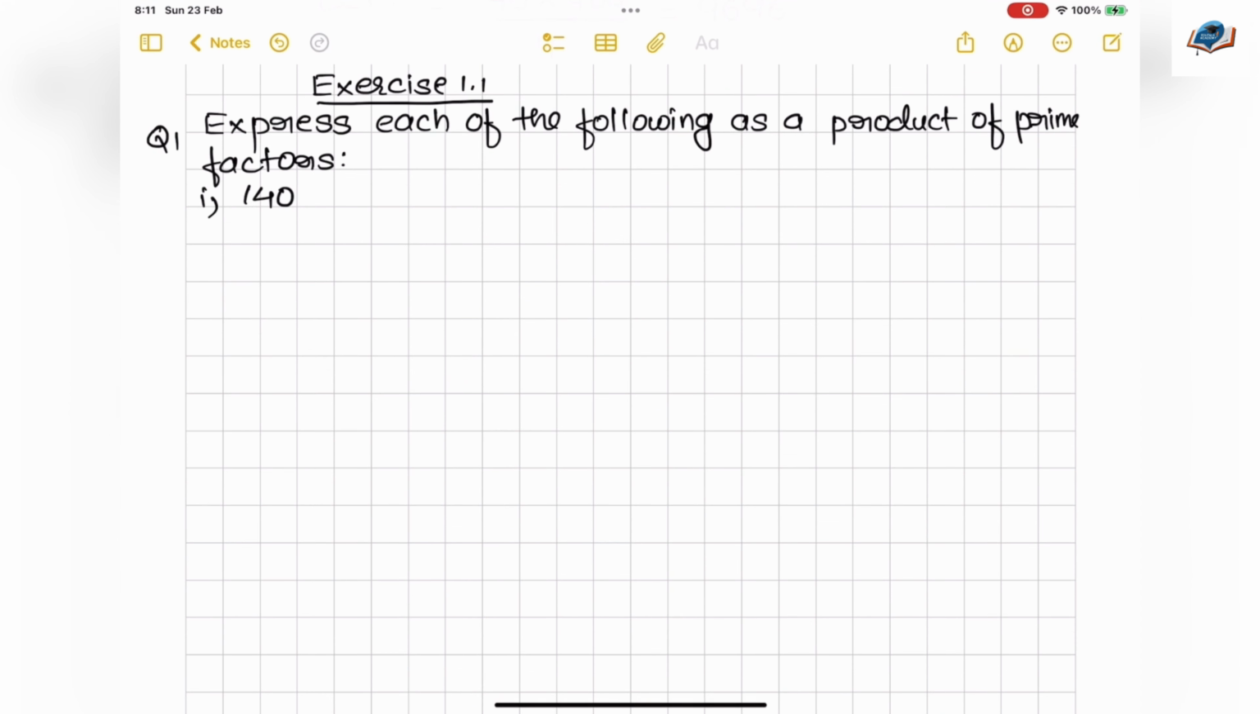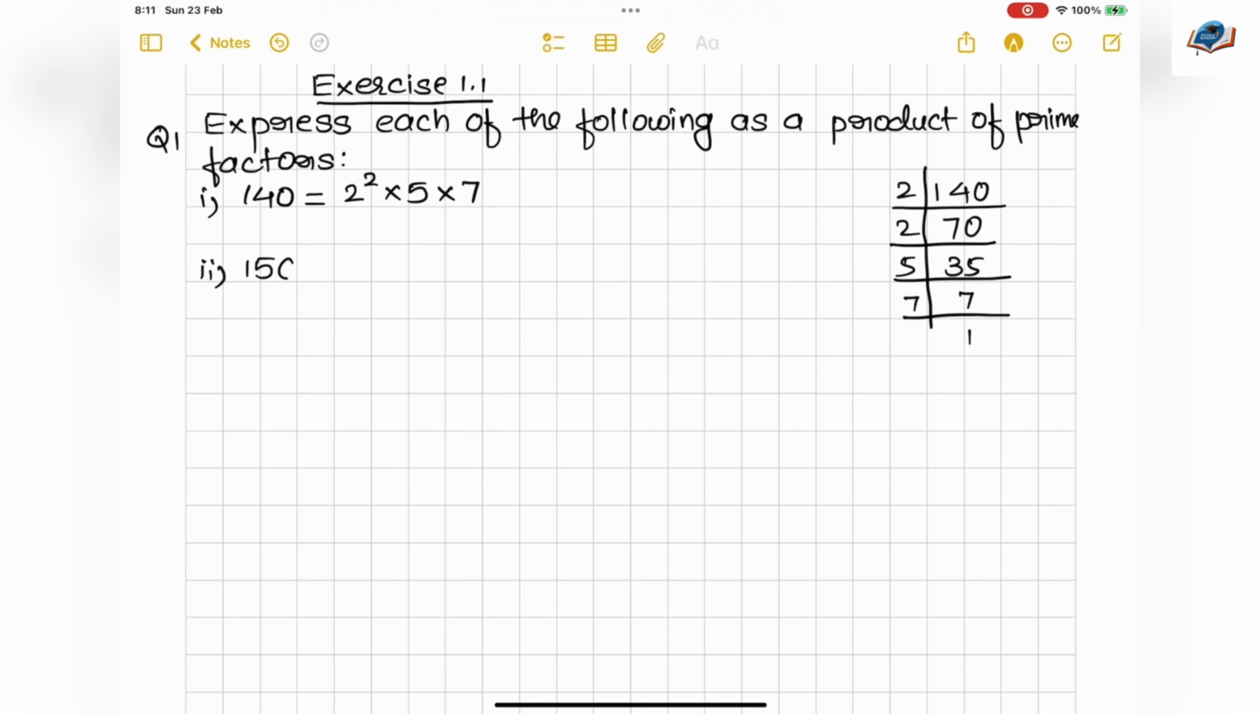So now the exercise, first question says express each of the following as a product of prime factors: 140. So 140 I need to show as prime factors. So 140, if I do prime factorization, 2 seventies are 140, 2 thirty-fives are 70, 5 sevens are 35, 7 ones are 7. So I can write 2 square into 5 into 7. Same way, the second one says 156.